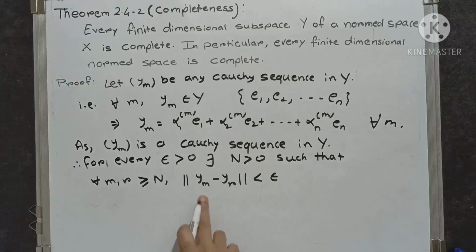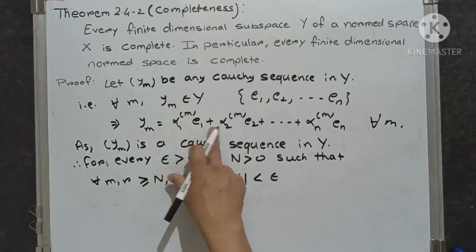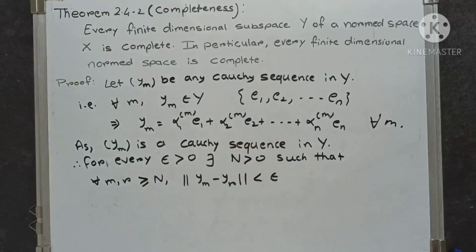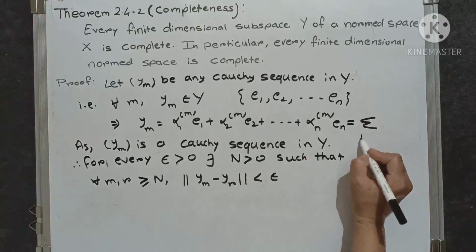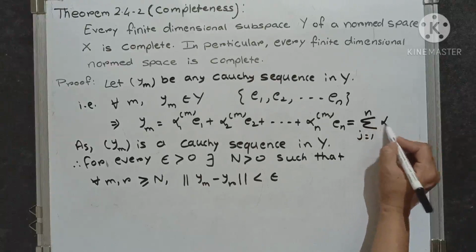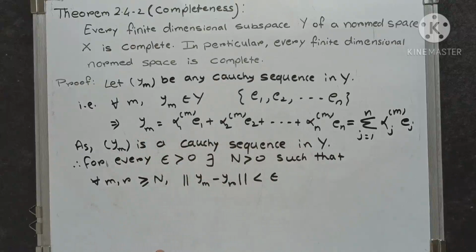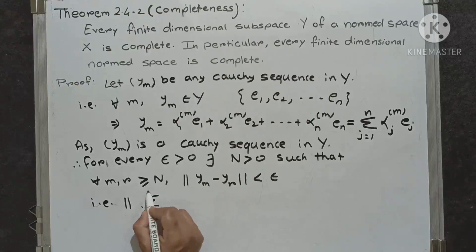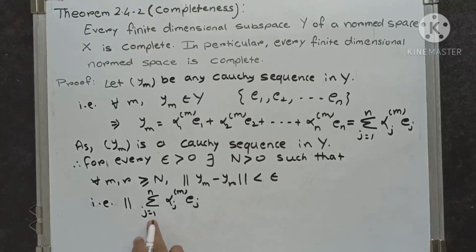Now we are putting the value of y_m as well as y_r. Here the value of y_m is equal to alpha_1m e_1 plus alpha_2m e_2 up to alpha_nm e_n. This is also written in the summation format: summation j from 1 to n alpha_jm e_j. This is y_m, and now we are putting the value of y_m, that is norm of summation j from 1 to n alpha_jm e_j. This is the value of y_m.